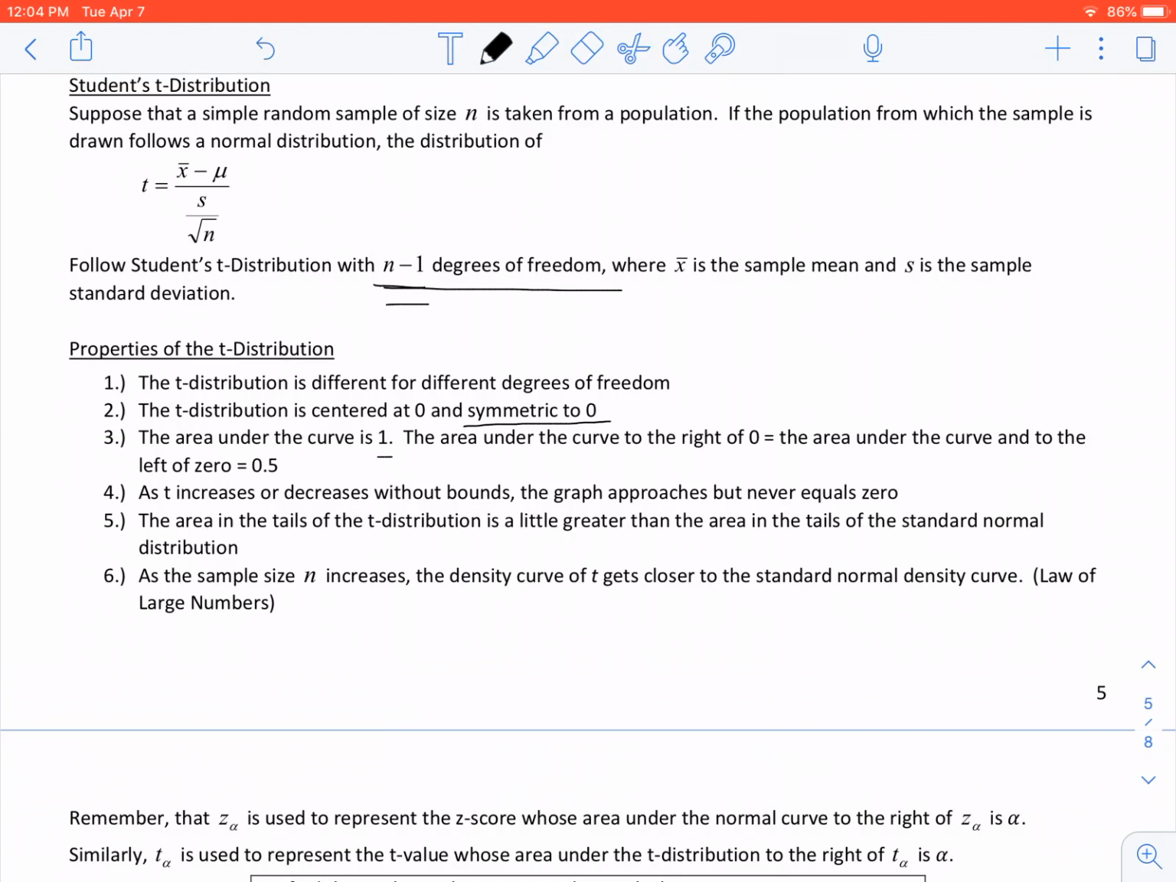The area in the tails is a little bit greater than the area in the standard normal curve. And as the sample size n increases, the density curve gets closer to the standard normal curve. This is called the law of large numbers.